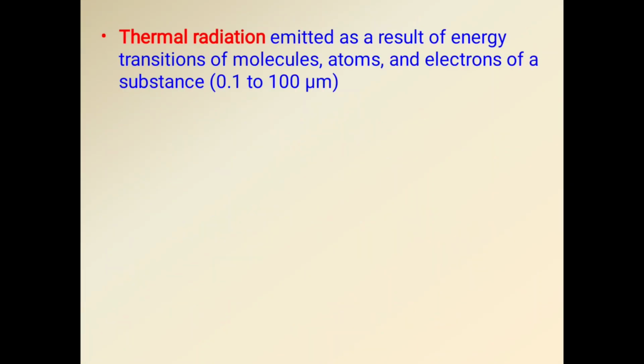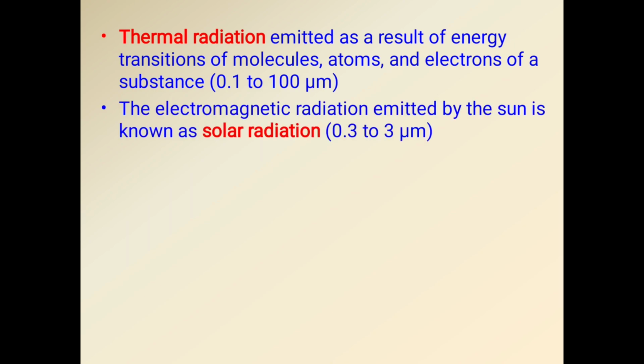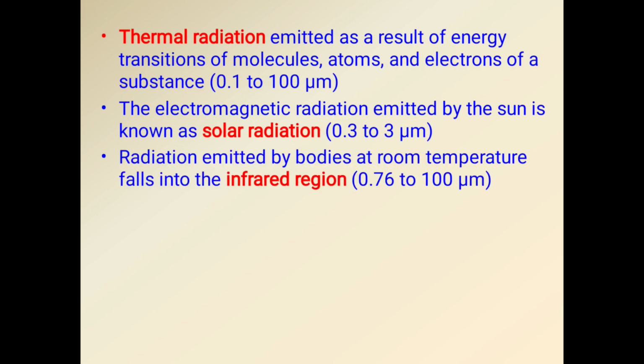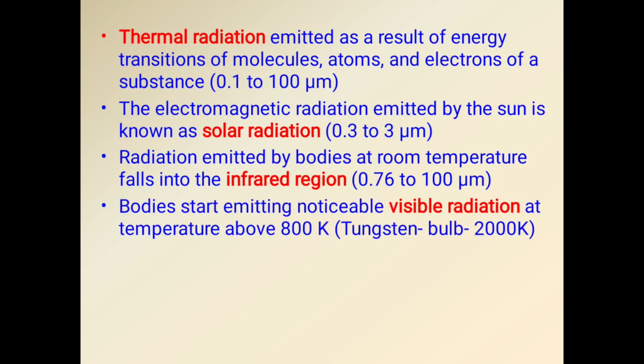Thermal radiation emits as a result of energy transition of molecules, atoms and electrons of the substance. The electromagnetic radiation emitted by the sun is also known as solar radiation, that is 0.3 to 3 microns. The radiation emitted by bodies at room temperature falls into the infrared region. Bodies start emitting noticeable visible radiation at temperatures above 800 Kelvin; a tungsten bulb, for example, is at 2000 Kelvin.